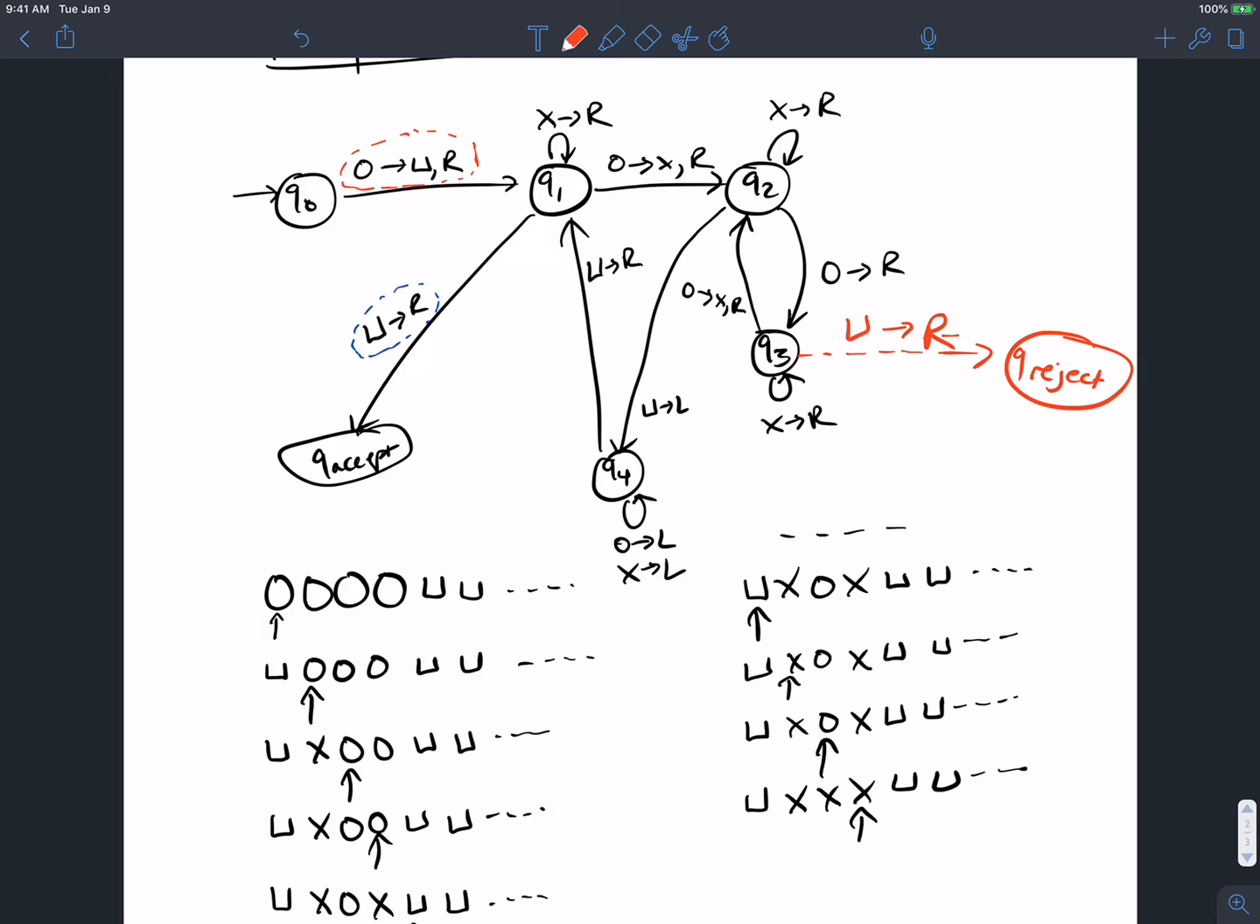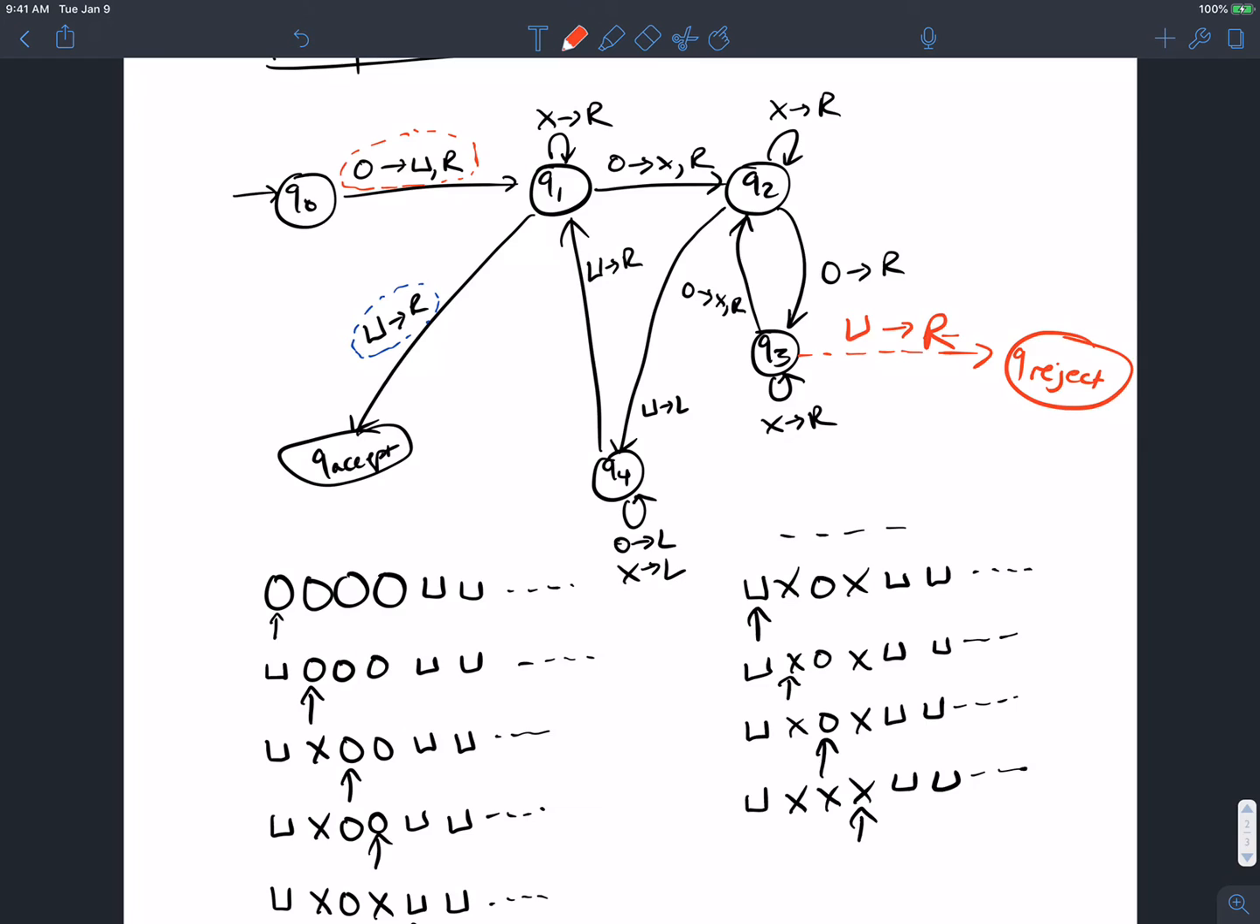Are there any other states that have incomplete transitions? The start state. What about the start state? Is it missing some transitions? Yeah, it's missing some transitions. What about the accept and reject states themselves? Should we put transitions on those?